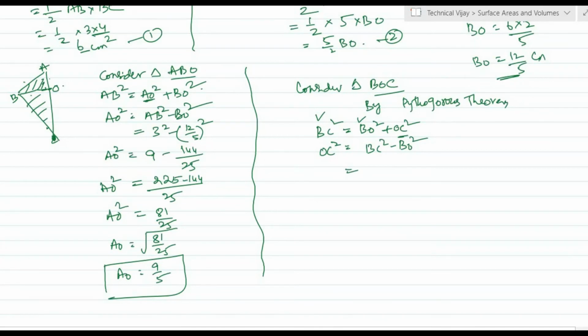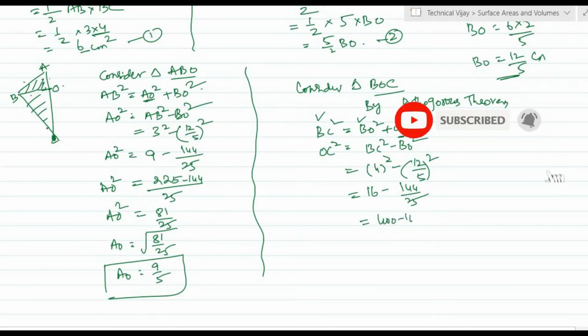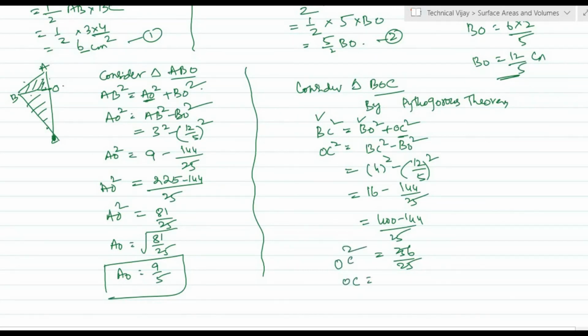So BC is nothing but 4. 4 square minus BO, that is 12 by 5, squared. So this is equal to 16 minus 144 divided by 25. So taking LCM, that is 400 minus 144 divided by 25. So this is equal to 256 divided by 25. So this is OC square. So OC is equal to square root of 256 divided by 25, so OC is equal to 16 by 5.